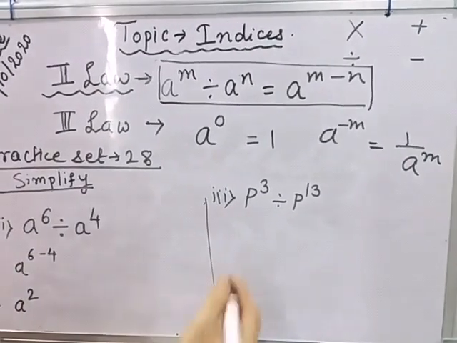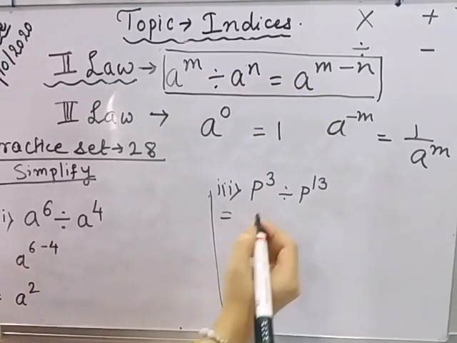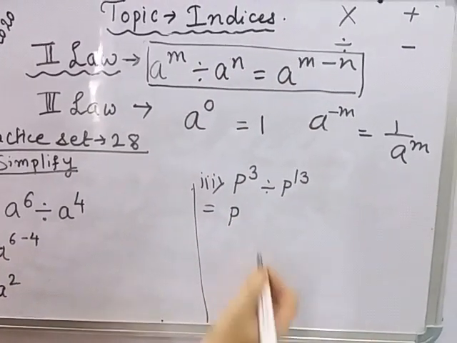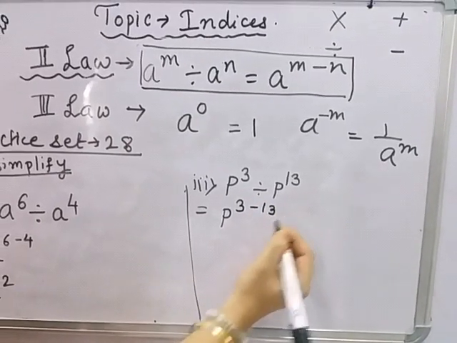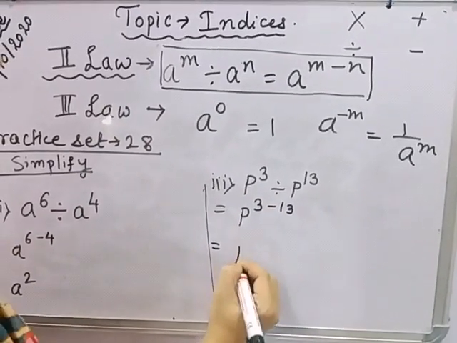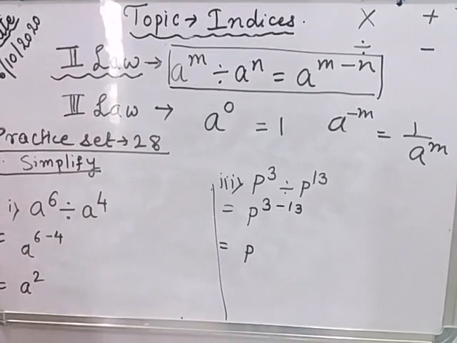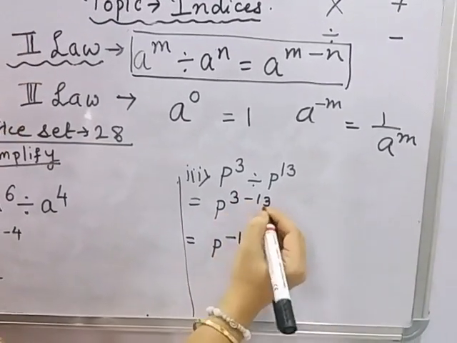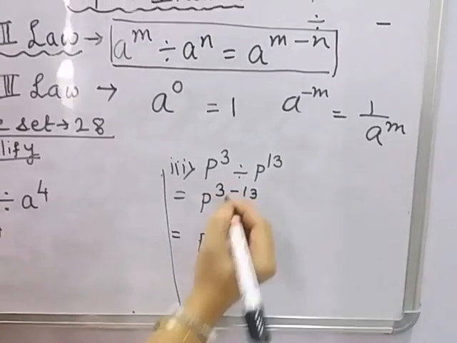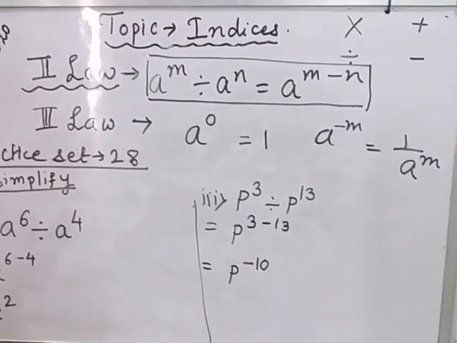Now let's take this third question. Again use this law of indices. Common base is P, indices are different, 3 minus 13. Now tell me, 3 minus 13 means how much? What is the answer? Yes, it is negative 10. 13 is the bigger number with a negative sign, so the answer is also negative.